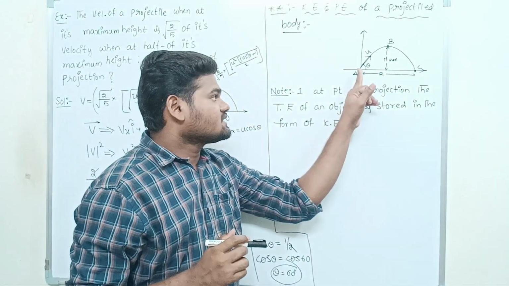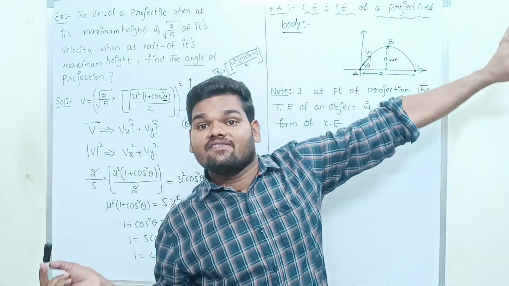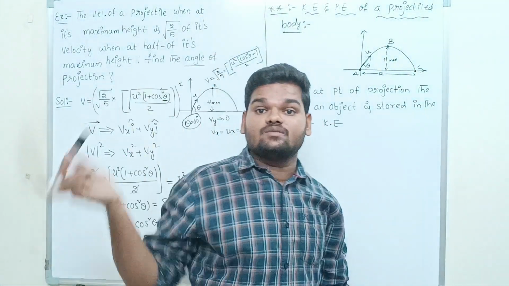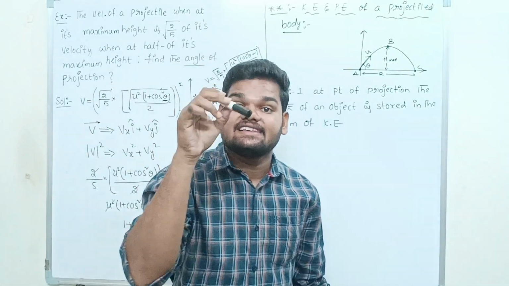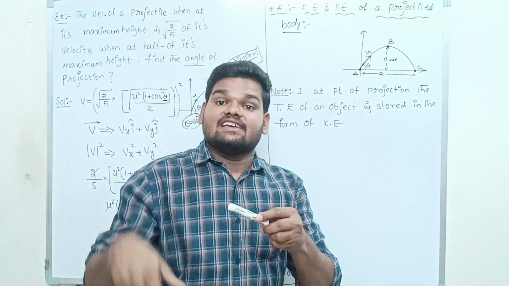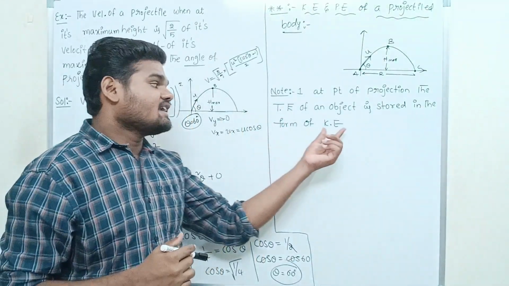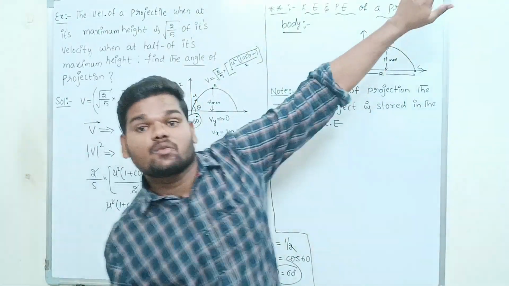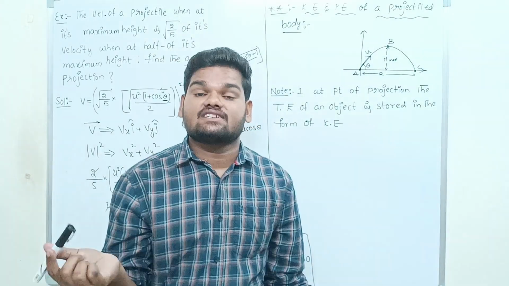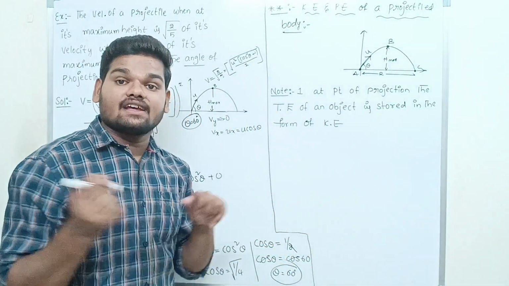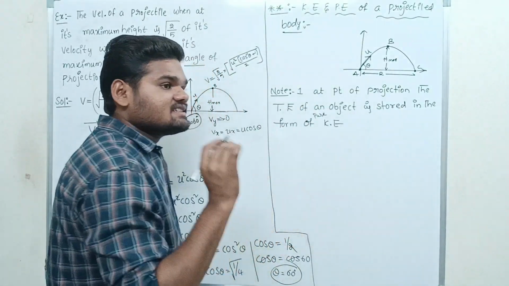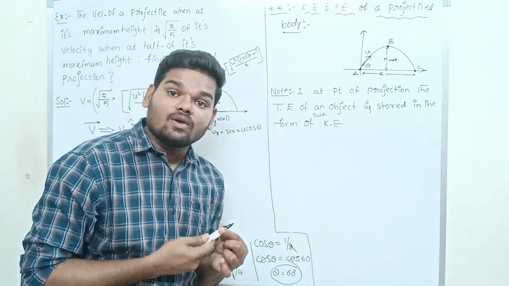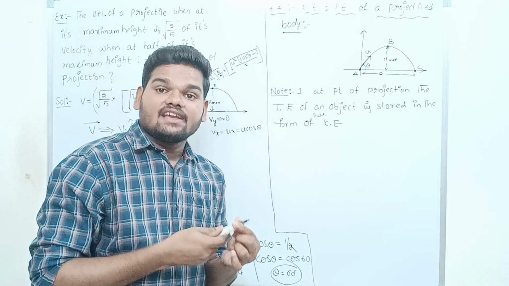So at the point of projection, at point A, whatever the energy of the projectile object or body is there, the total energy is stored in the form of kinetic energy. Total energy of a projectile body at the point of projection is stored in the form of kinetic energy. It is pure kinetic energy. Completely, the object has only kinetic energy.